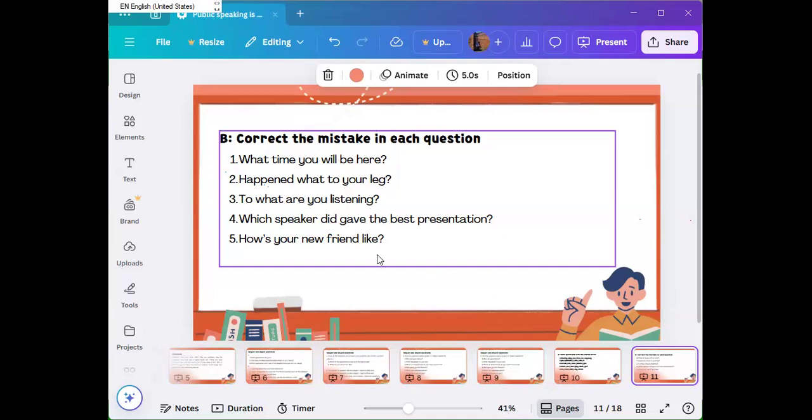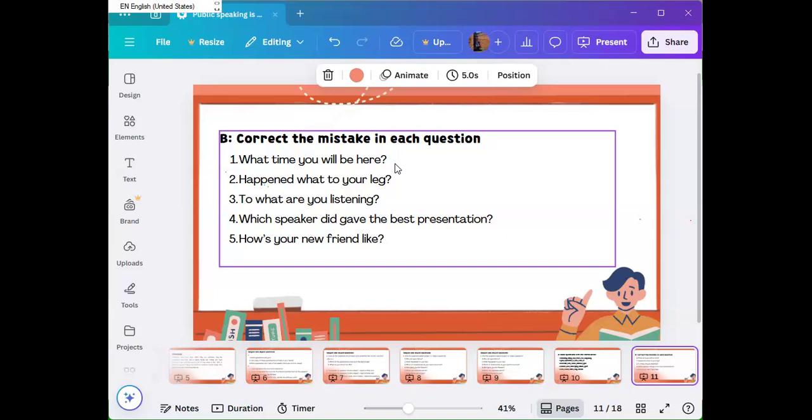What do you think of number 2? What happened to your left? Is it incorrect? What happened to you? Yes, it's a mistake. Okay, so could you please correct this one? What happened to your leg?